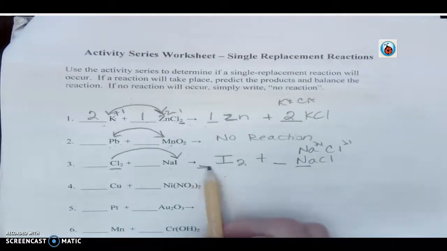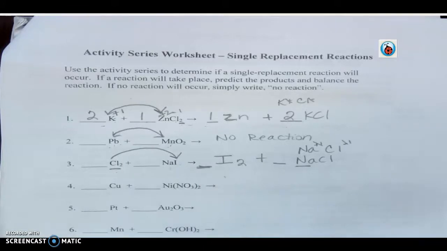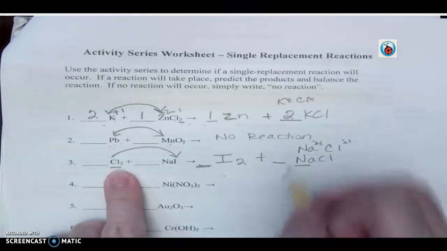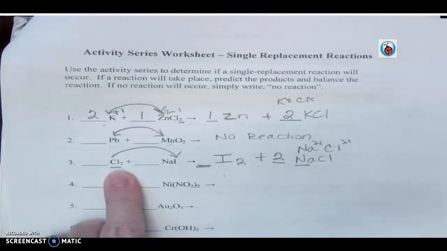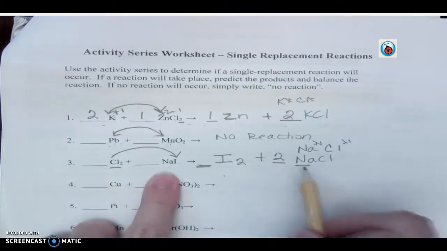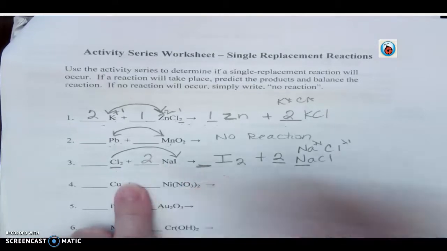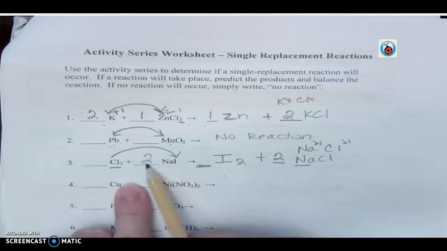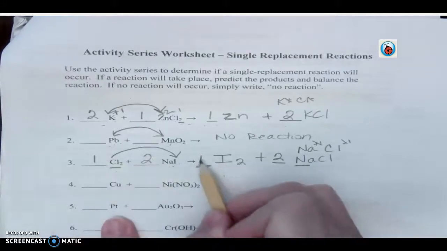Okay, so now we're ready to balance. I've got 2 chlorine on the left, so I need 2 chlorine on the right. Now I've got 2 sodium on the right, so I need 2 sodium on the left. That also gives me 2 iodine, and I have 2 iodine, so I'm just going to put 1s in there.